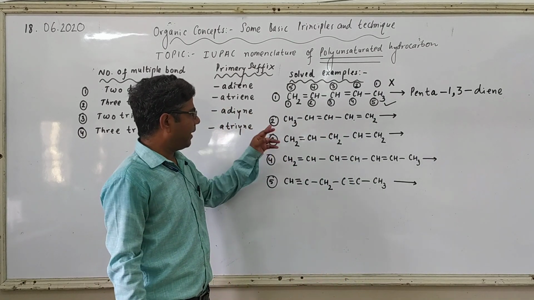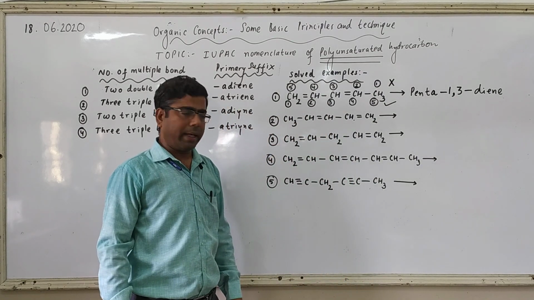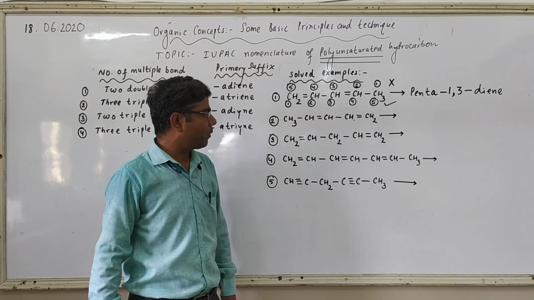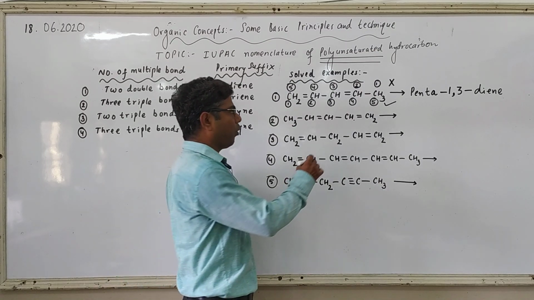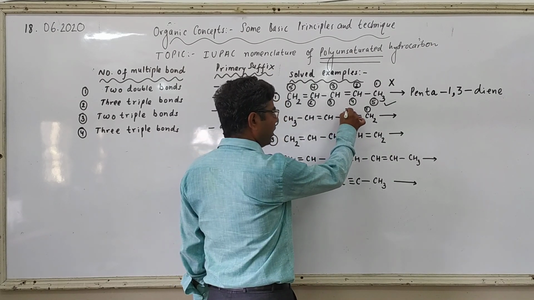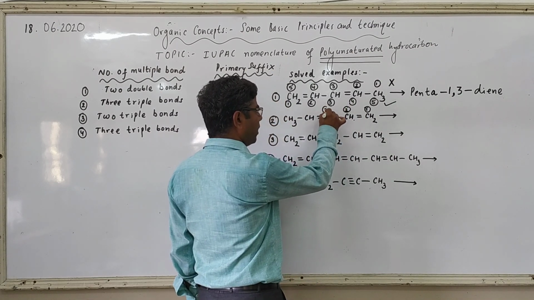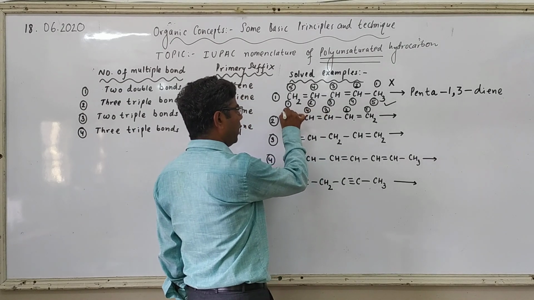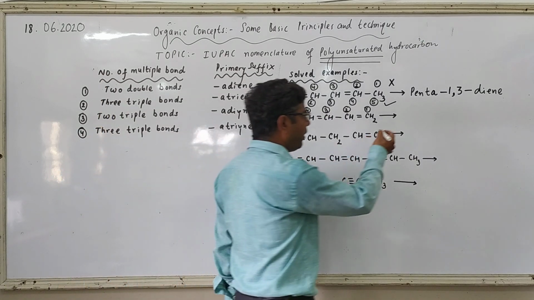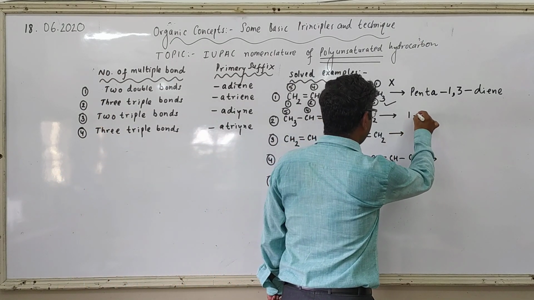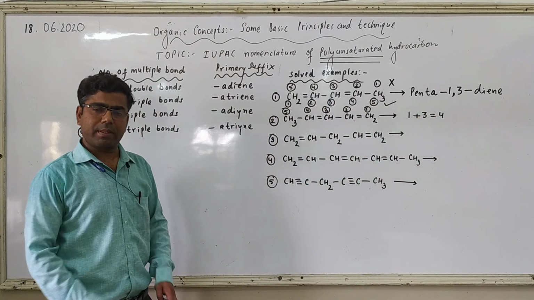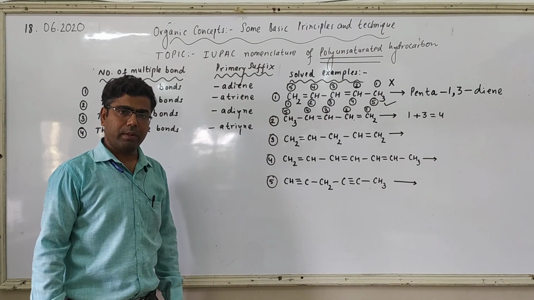Now let us take case number second. Again, we have to assign numbers to the carbon atoms of the parent chain. So if we start our counting from the right hand side, it will be carbon number 1, carbon number 2, carbon number 3, carbon number 4, carbon number 5. At the positions, 1 plus 3 equals 4, if we start our counting from the right hand side.